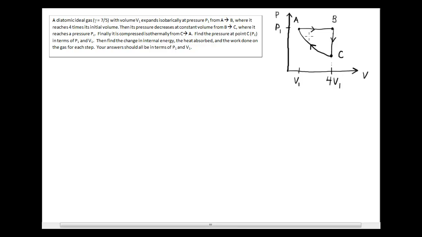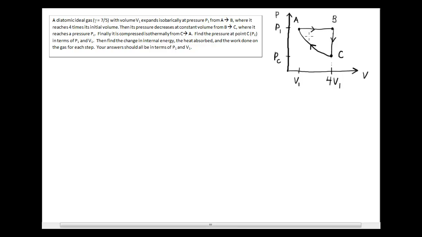So now we've taken the given information and translated that into a diagram, and one more thing I need to do is label this final pressure, the pressure at point C, and we'll just call it P sub C. So what are we trying to find? First of all, find the pressure at point C, which is P sub C, in terms of the given quantities P1 and V1. Then we're going to look at all the steps in the process and find for each of them the change in the internal energy, the heat absorbed, and the work done on the gas. And all the answers should be in terms of P1 and V1.